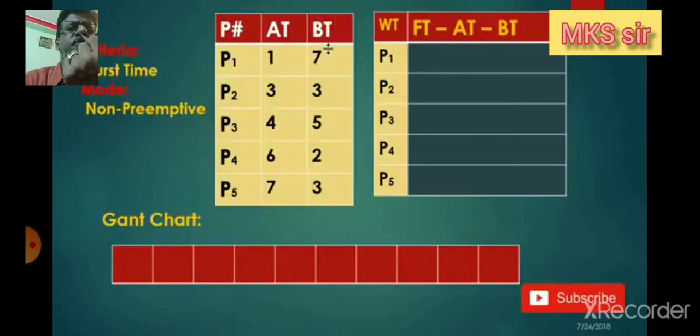So first look, the process P1 arrives at time 1, and processes P2, P3, P4 all arrive after 1. We know that the Gantt chart always starts from 0 milliseconds, but here at 0 milliseconds there is no process at all in the ready queue. So from time 0 to 1 the CPU is totally idle.